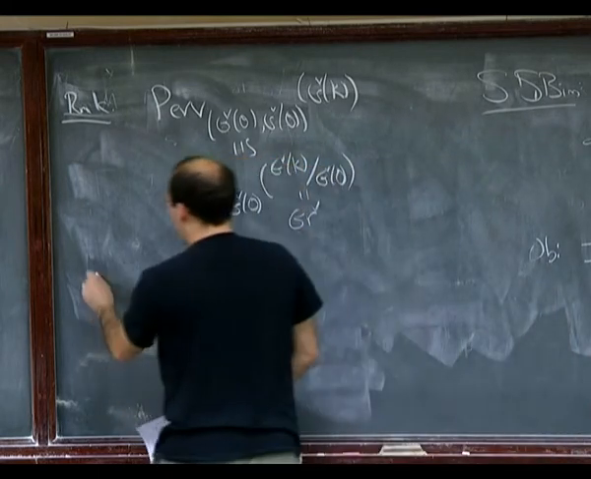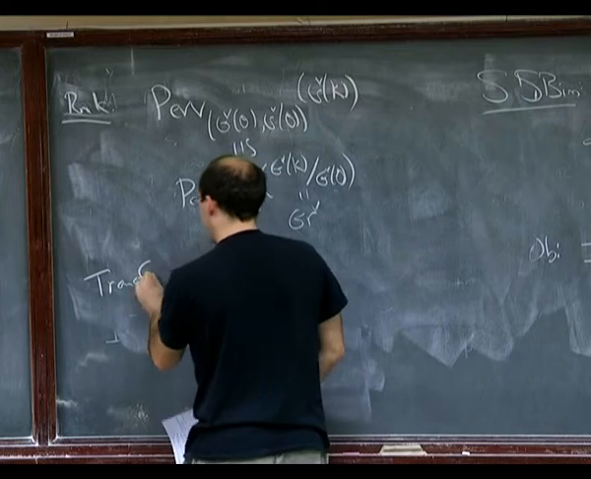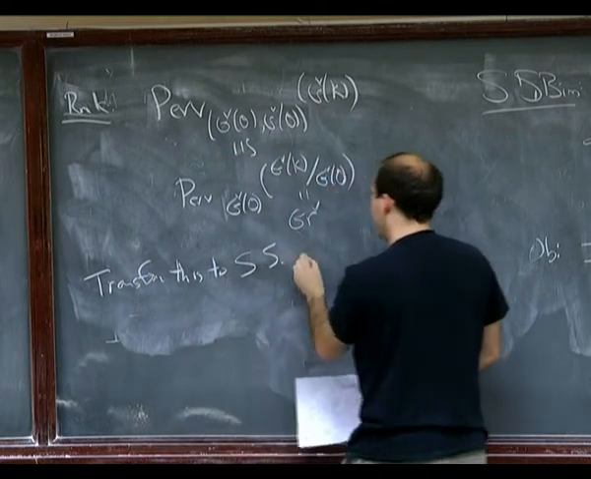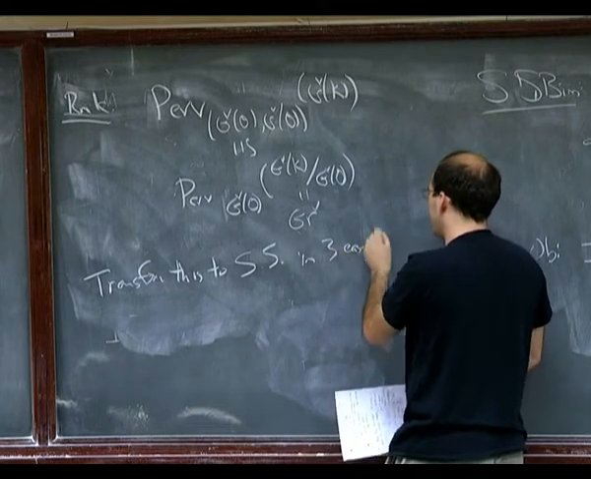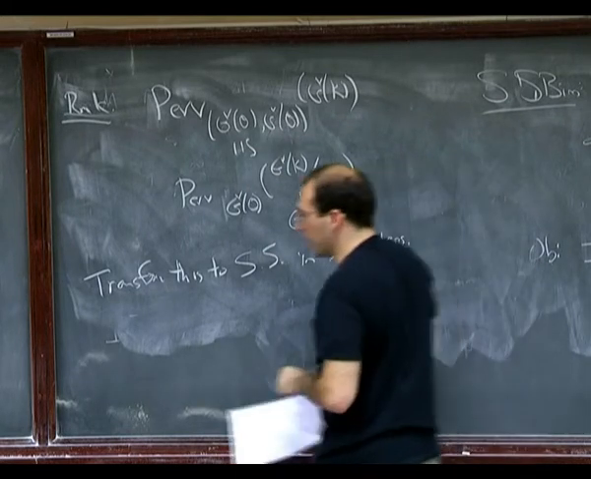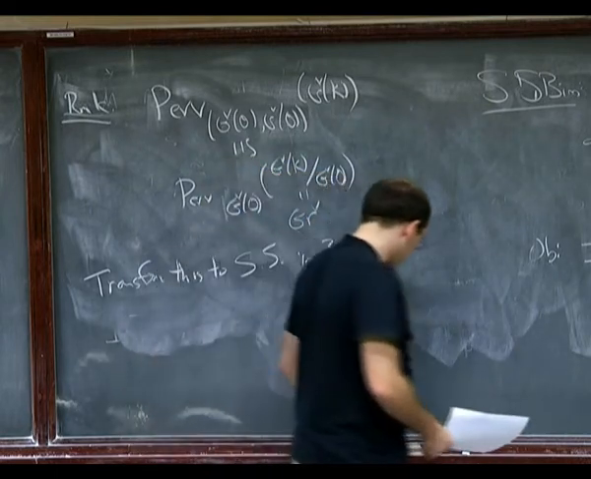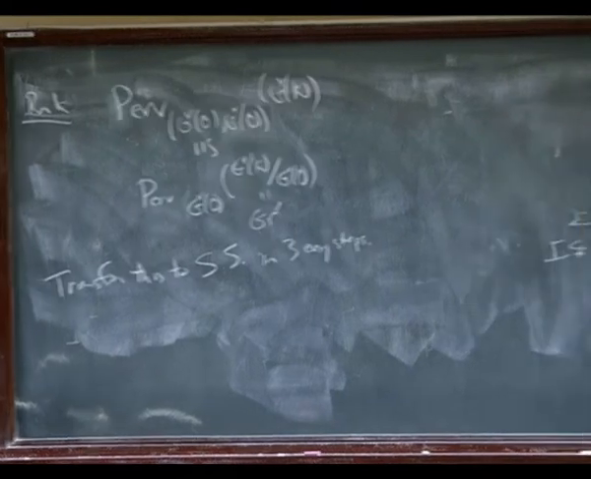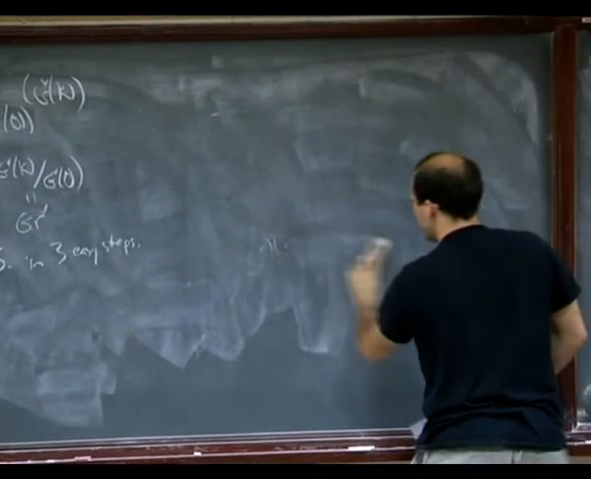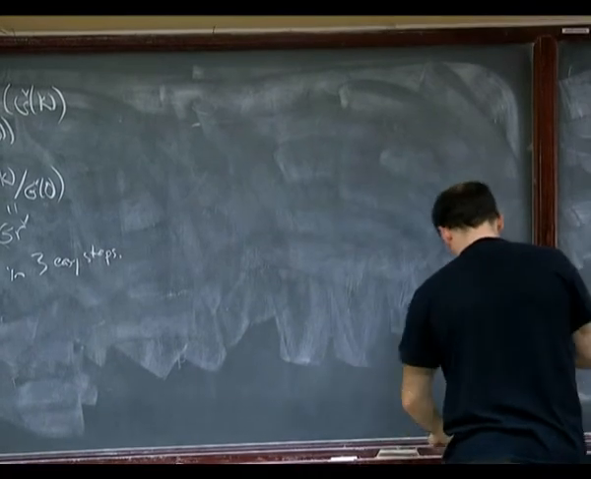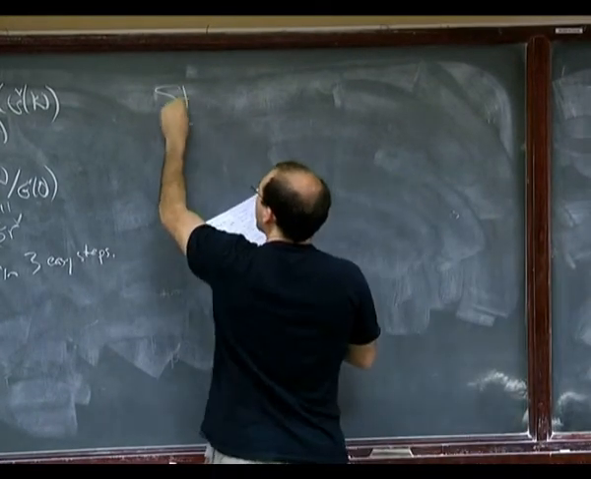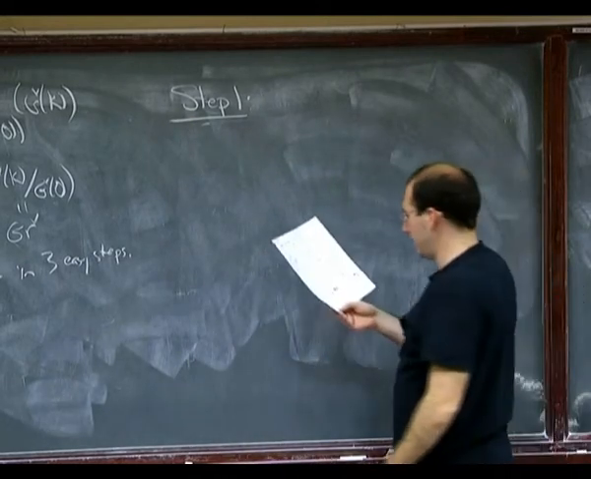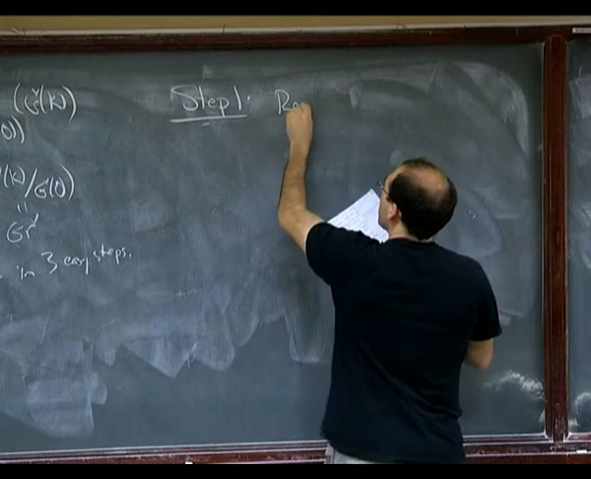So I'm going to transform this to Zirkle-Satake in three easy steps, all of which are tautological, and have already appeared in the literature, but sort of aren't really put together anywhere. Or maybe people just didn't care about them. So here's step one, is to replace with two categories.